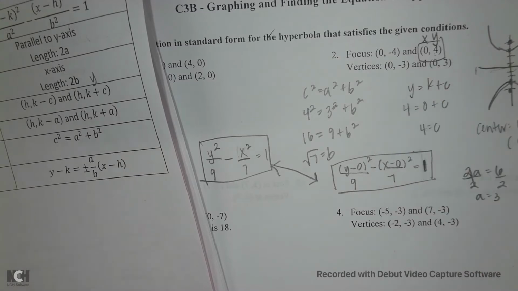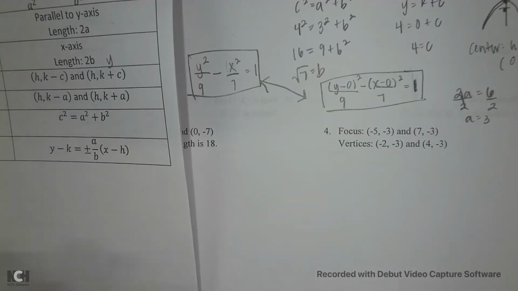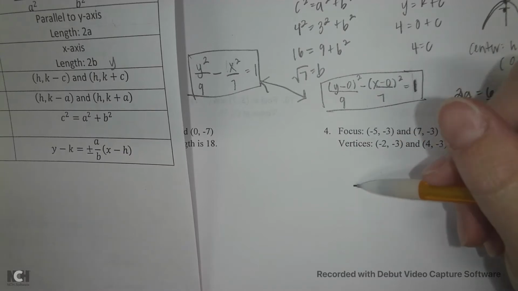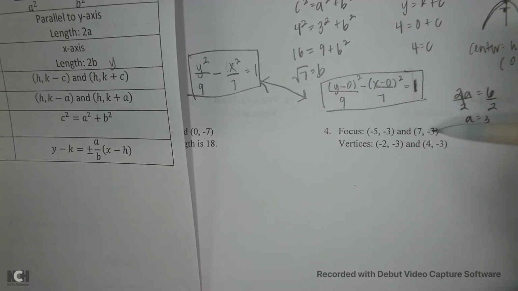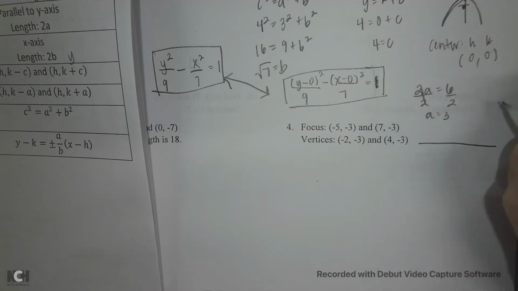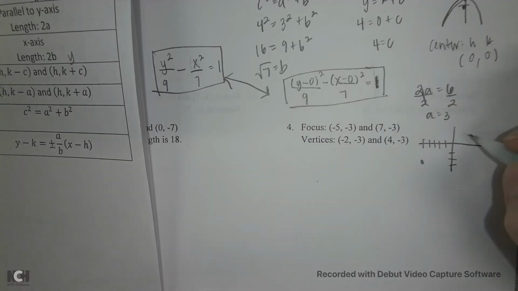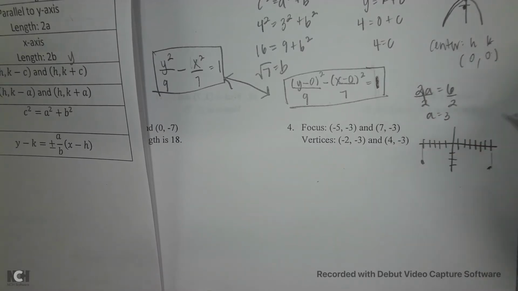Okay? Alright, so again, my focus is at (-5, -3), and then I have another focus at (7, -3). So this one is going to go horizontally. So -1, 2, 3, 4, 5, 1, 2, 3. So there is my focus. And then I have another focus at 1, 2, 3, 4, 5, 6, 7, -3.